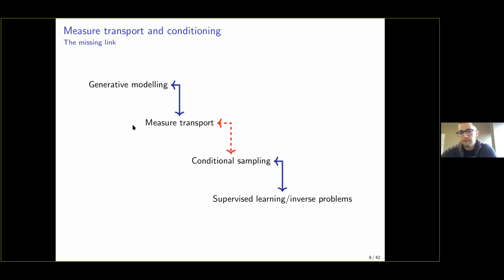It's a highly non-trivial problem, really. It may seem like something you should be able to do easily, but it's actually pretty hard. And that's where this talk is going to fit: using measure transport ideas for doing conditional sampling. If we can make this a solid line, then we're good to go, because we can use generative models to solve supervised learning or inverse problems.